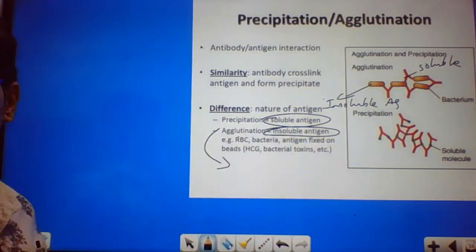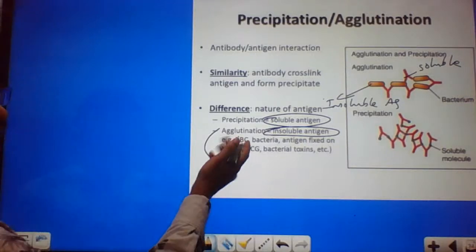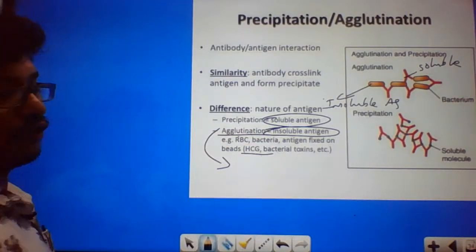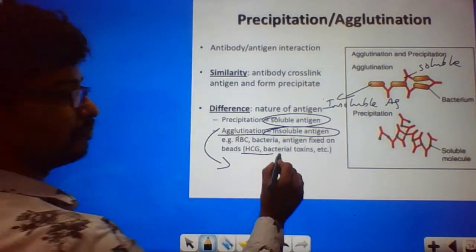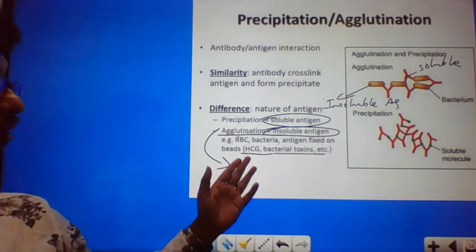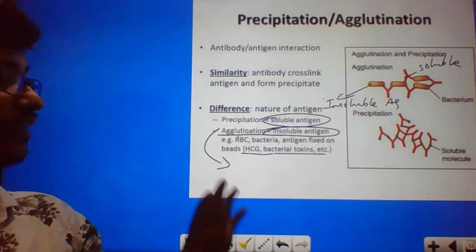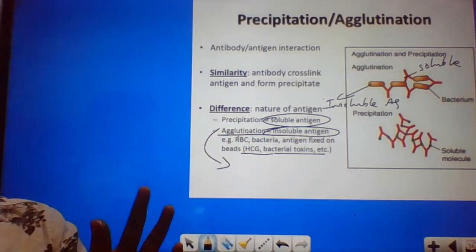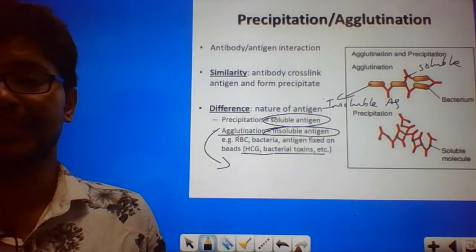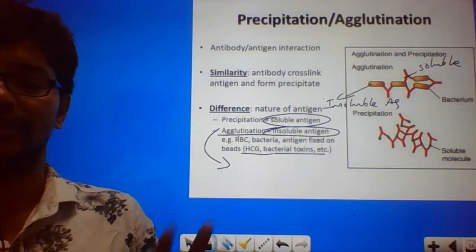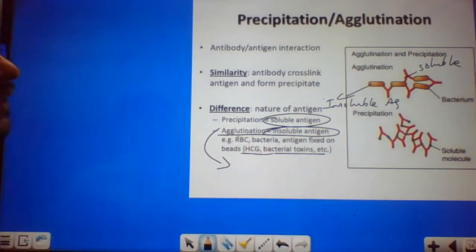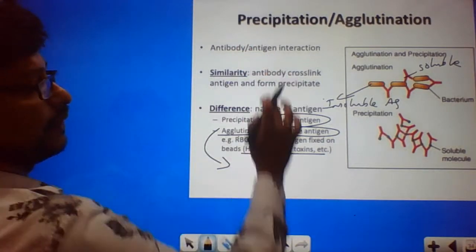Where do you usually do agglutination? Blood grouping. The blood grouping we do, which principle is it? Usually agglutination. The human chorionic gonadotrophin, that is the pregnancy test, and identifying bacterial toxins, we do all of these only with the help of agglutination. Keyword: agglutination means insoluble antigen, precipitation means soluble antigen. If you are clear with this, you can answer correct statement or incorrect statement questions. So agglutination and precipitation are the main functions.